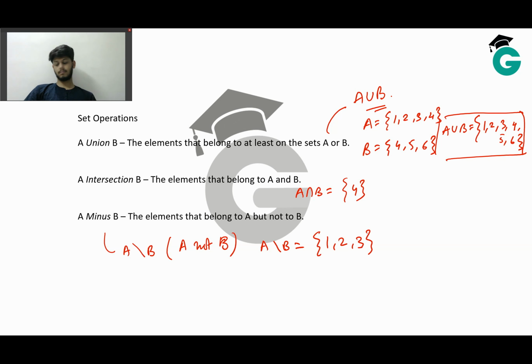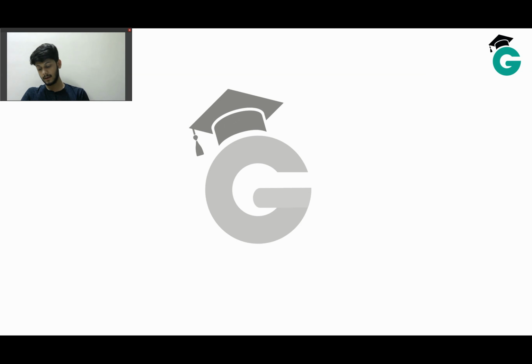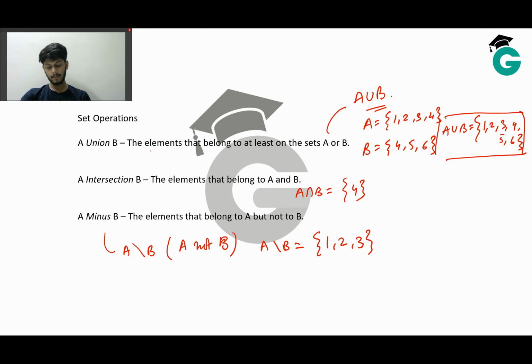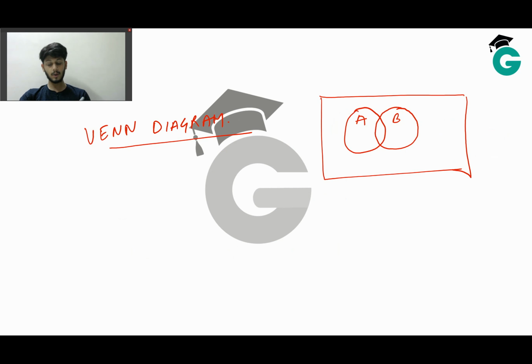To understand set theory in a better way, there is an amazing approach called a Venn diagram. Now let's talk about what a Venn diagram is. Suppose you have a universal set, something like this. It's a rectangle, forgive me for that. And you have a set A and a set B. What if I ask you what is A union B? If we go by the definition, the elements that belong to at least one of the sets A or B, A union B is going to be this whole part.